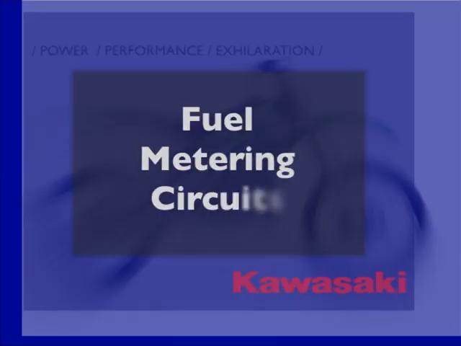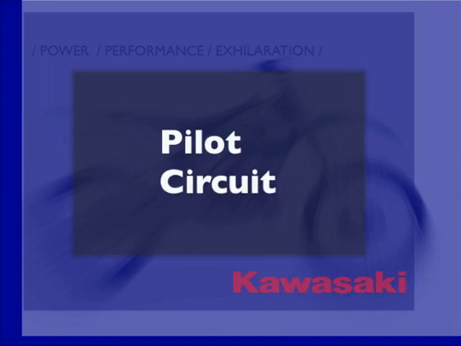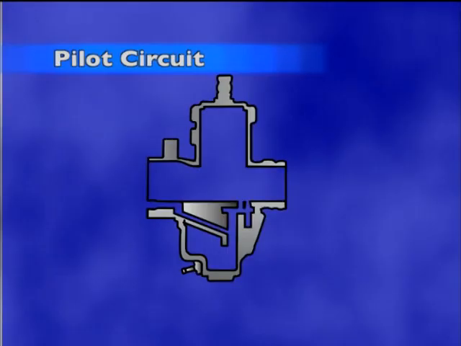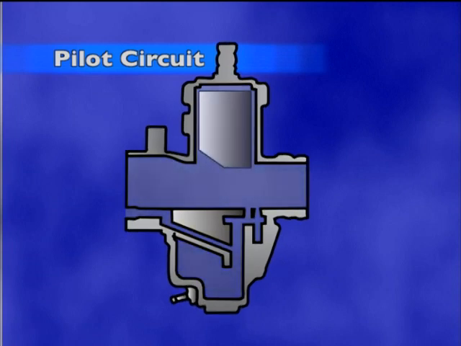To provide the proper air-fuel mixture at all throttle openings, several fuel metering circuits are used. The pilot circuit provides the proper amount of fuel from 0 to 1/8 throttle openings. The circuit consists of an air bleed, on some models a pilot air jet, pilot mixture screw, one or more pilot discharge ports, and one or more bypass ports.